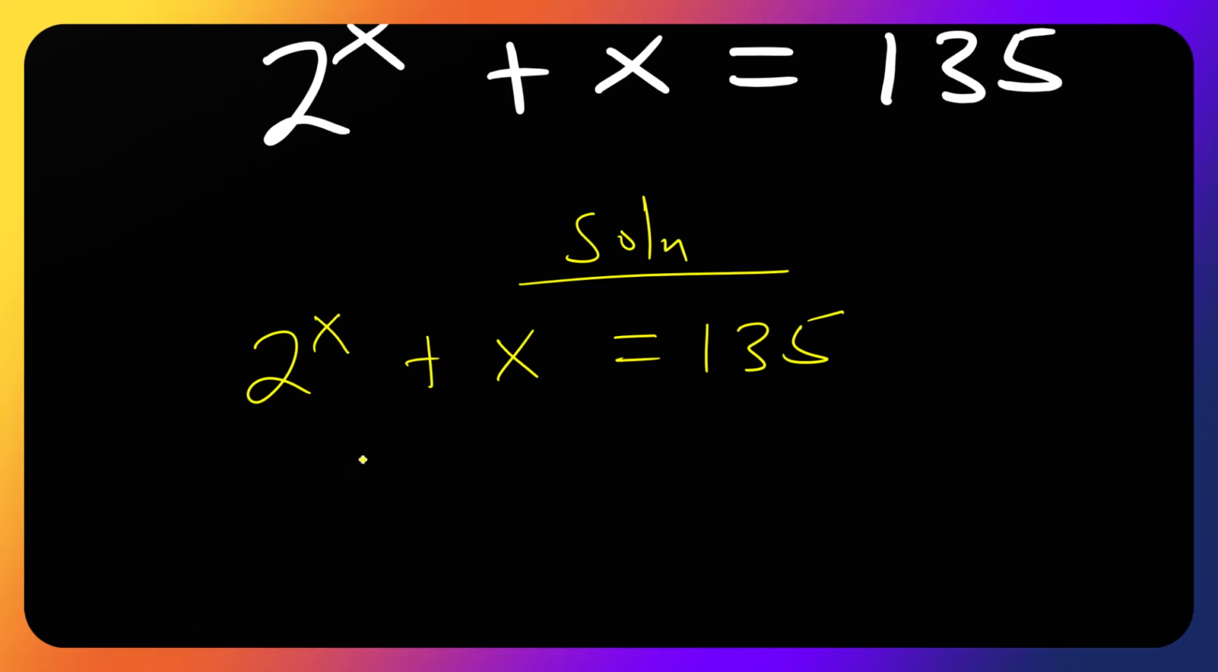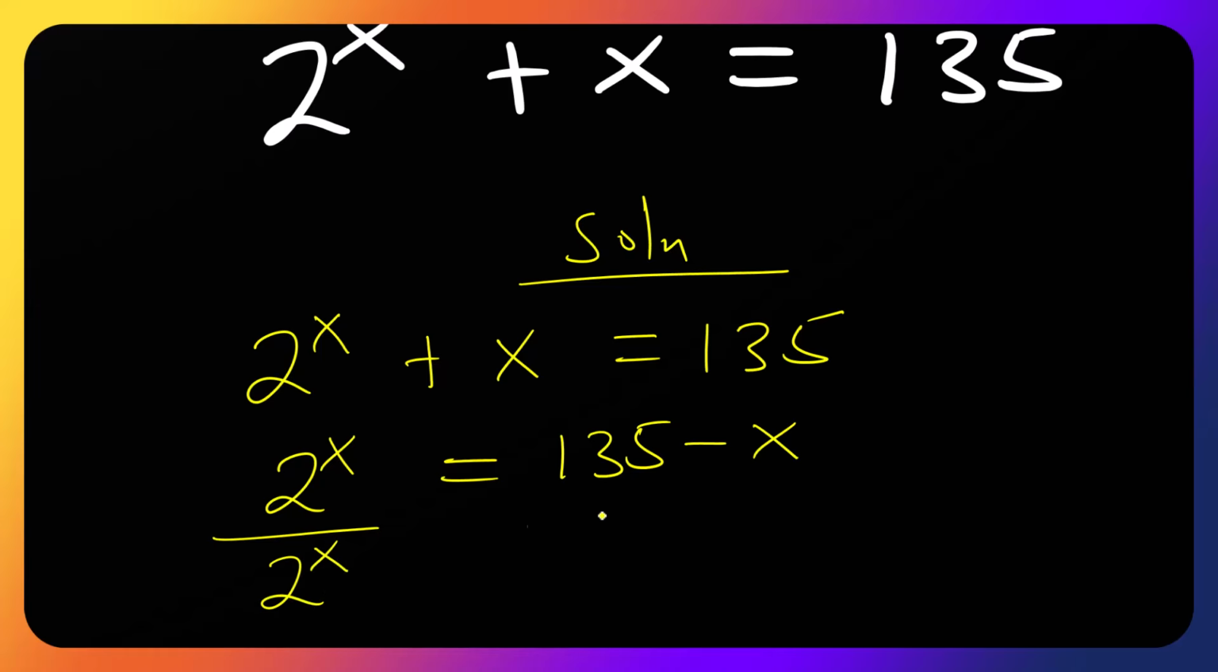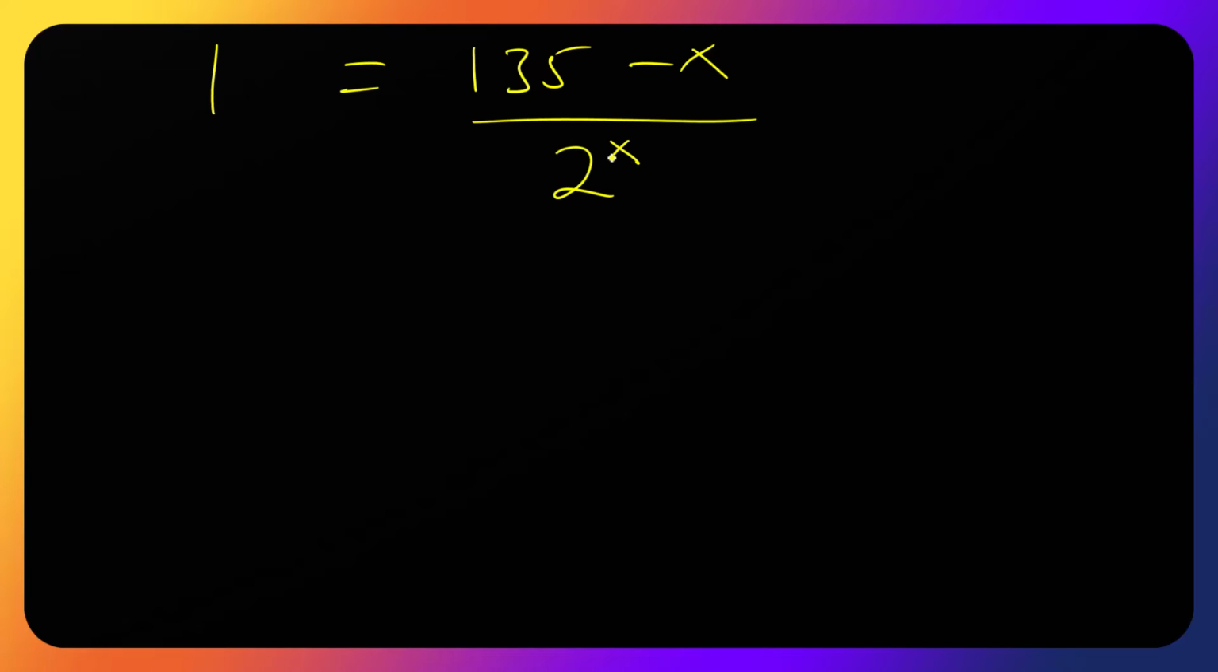Now what we are going to do here is very simple. I'll keep the 2 to the power x on my left and send this one to the other side. That will be 135 minus x. So I want to move this one to the right, so I'll divide both sides by 2 to the power x. So this one will go, and I have 1 equals 135 minus x over 2 to the power x.